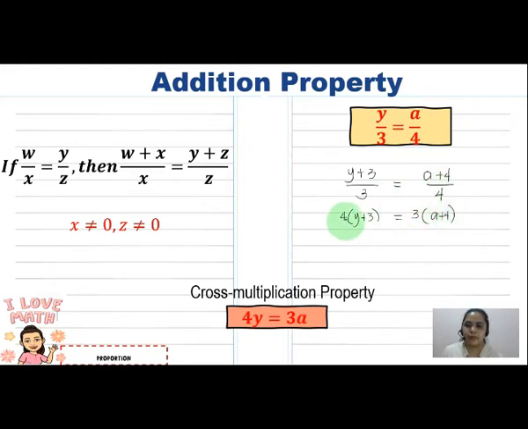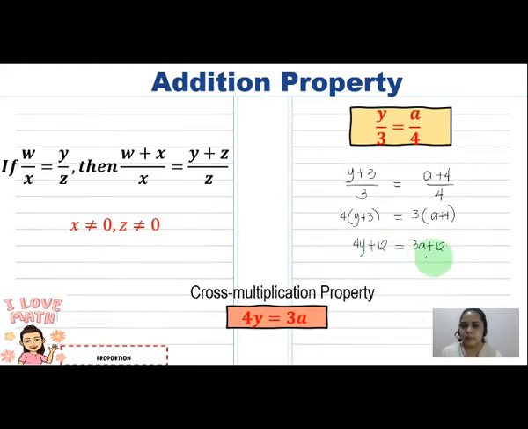Okay, so we have 4 times y, 4y. 4 times 3 is 12, positive 12, equals 3 times A, we have 3A. 3 times 4 equals positive 12. Okay. Ma'am, hindi na parehas. Meron ng plus 12. O sige nga, tanggalin natin yung parehas sa 12.